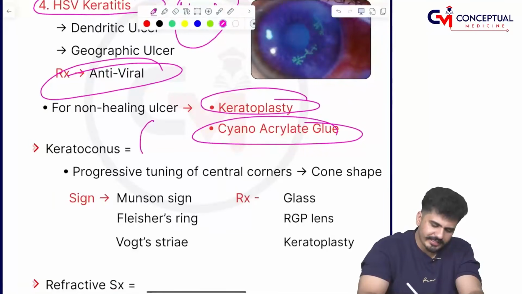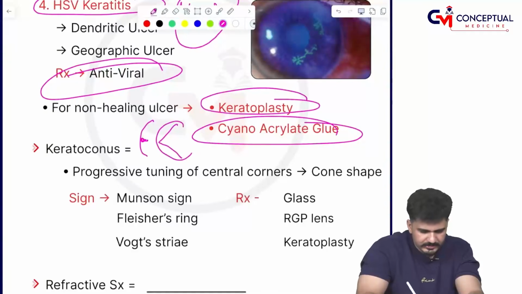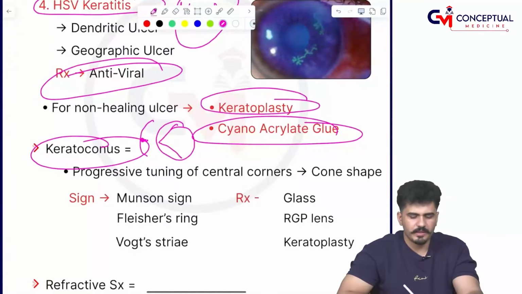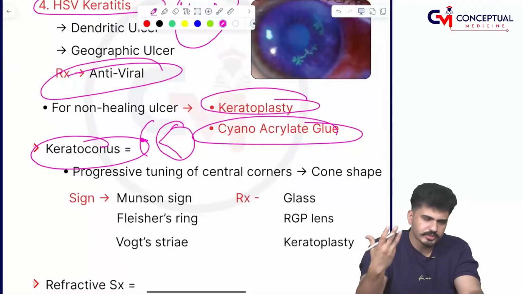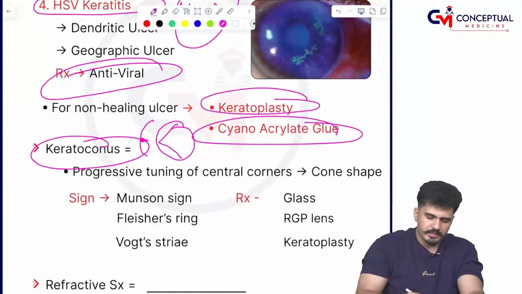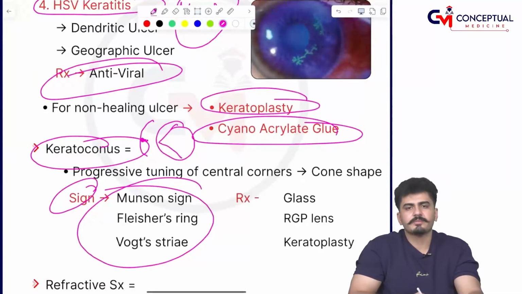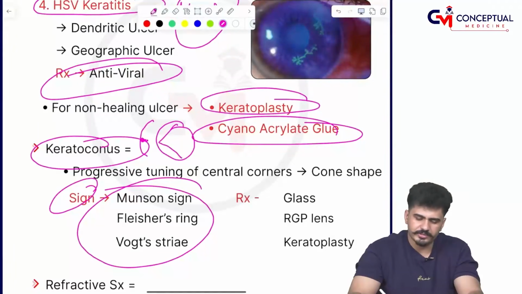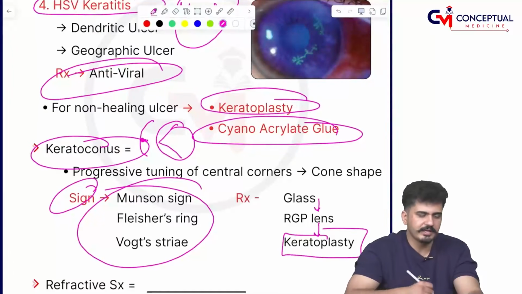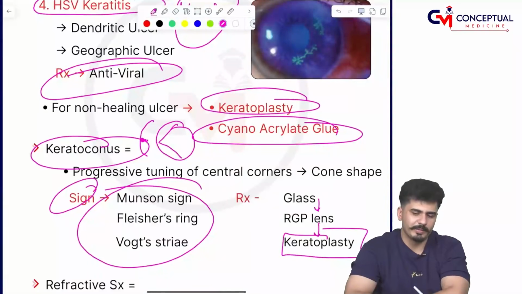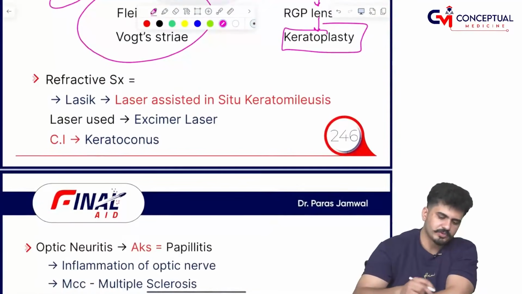If there is thinning at the center of your cornea, so that your cornea will look like this, it is called keratoconus. Progressive thinning of the center of the cornea will lead to a cone-shaped cornea. Signs are Munson's and Fleischer-Bogot. In treatment, first try giving glasses, then you can use RPG lenses. If not resolved, then you will go for keratoplasty. Never ever directly jump to keratoplasty. A step by step approach should be there.